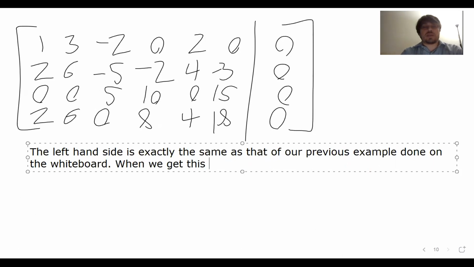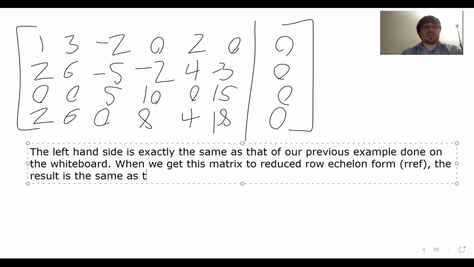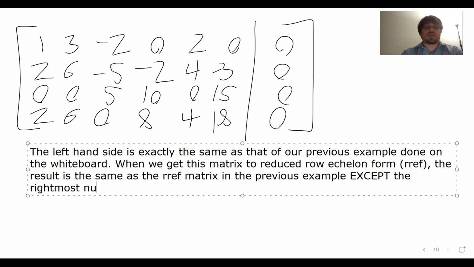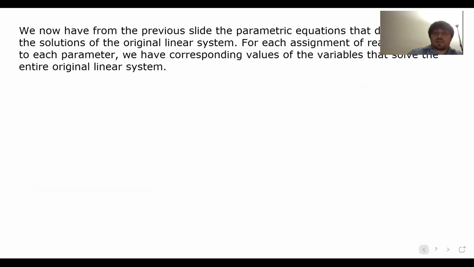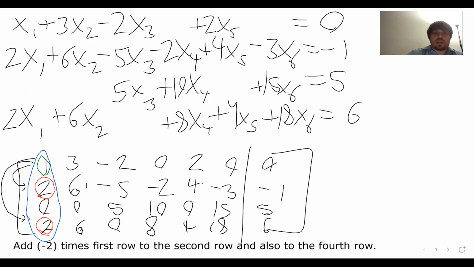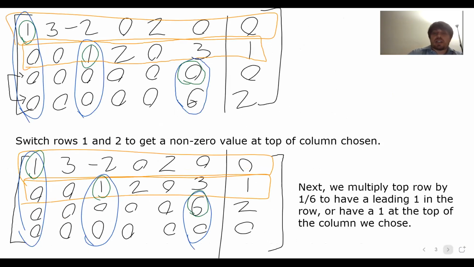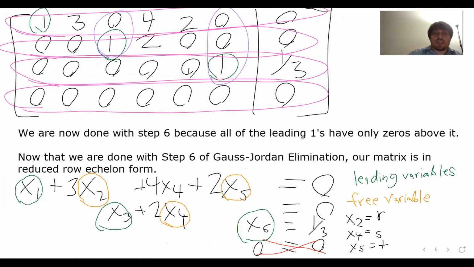When we get this matrix to reduced row echelon form, abbreviated RREF, the result is the same as the reduced row echelon form matrix in the previous example, except the rightmost numbers are all 0. Earlier we started with this linear system and had this augmented matrix, and the left-hand side is the same. We got this matrix to reduced row echelon form, and we had this matrix.